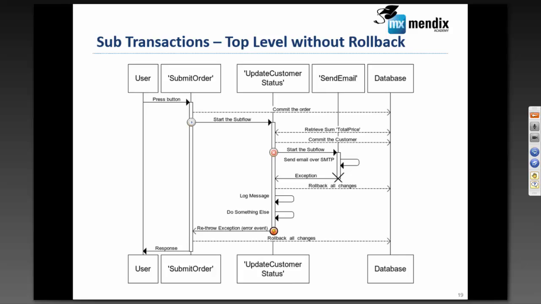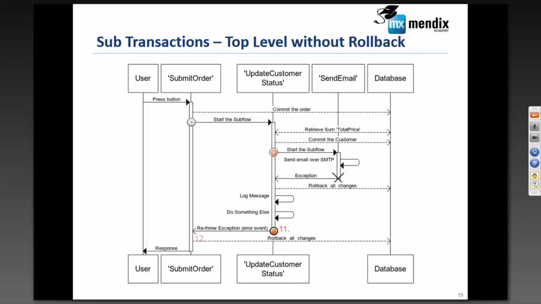Subsequently, what happens if we decide that we're going to continue without rollback at the highest level, but we do have rollback specified in the next level down? What's going to happen here is we're going to go through the same steps. We're going to commit the order, start the subflow, retrieve, commit. Now, during our email task, we hit an exception. That exception says we're going to roll back at that level, and then we have it rethrow the error.